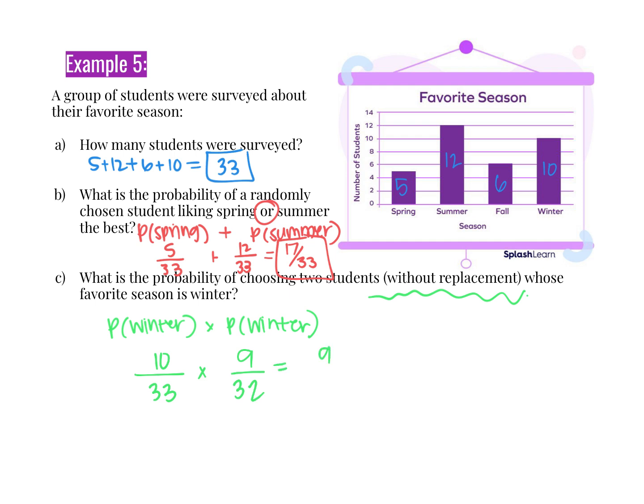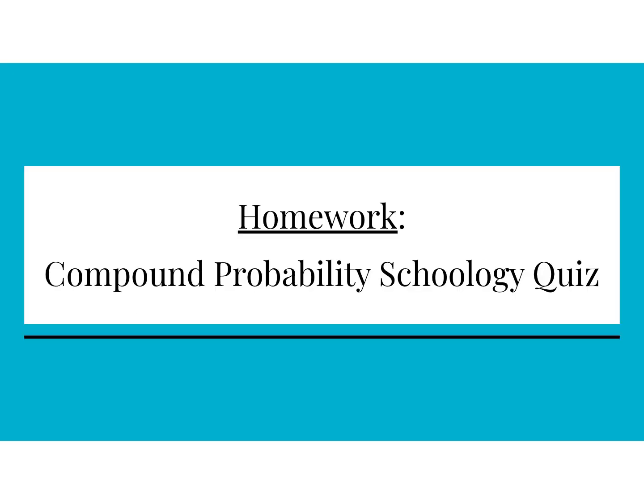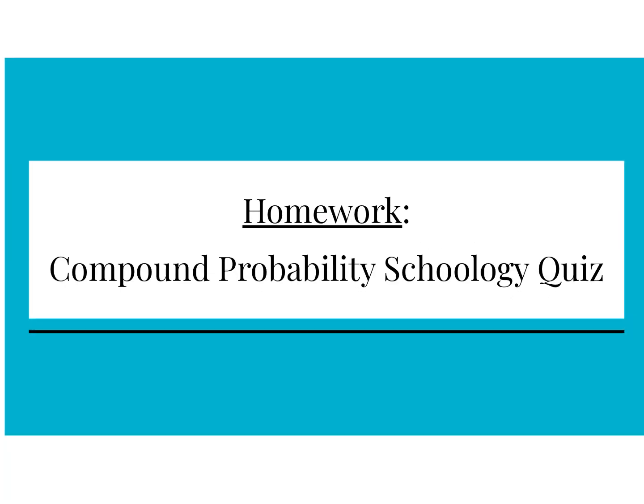When we multiply across the top, we get 90 over 33 times 32 is 1,056. You can use your math fraction button, or if you want to try to find what the common factor is between the top and the bottom, you can. Looking at this one, we can both be divided by 6, which leaves us with 15 over 176.